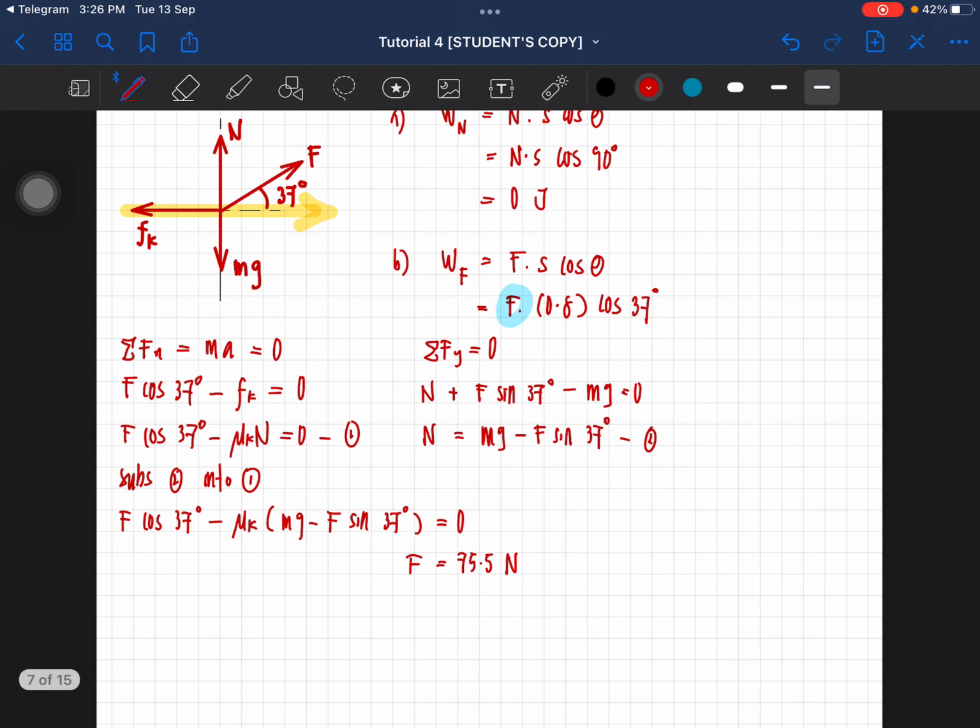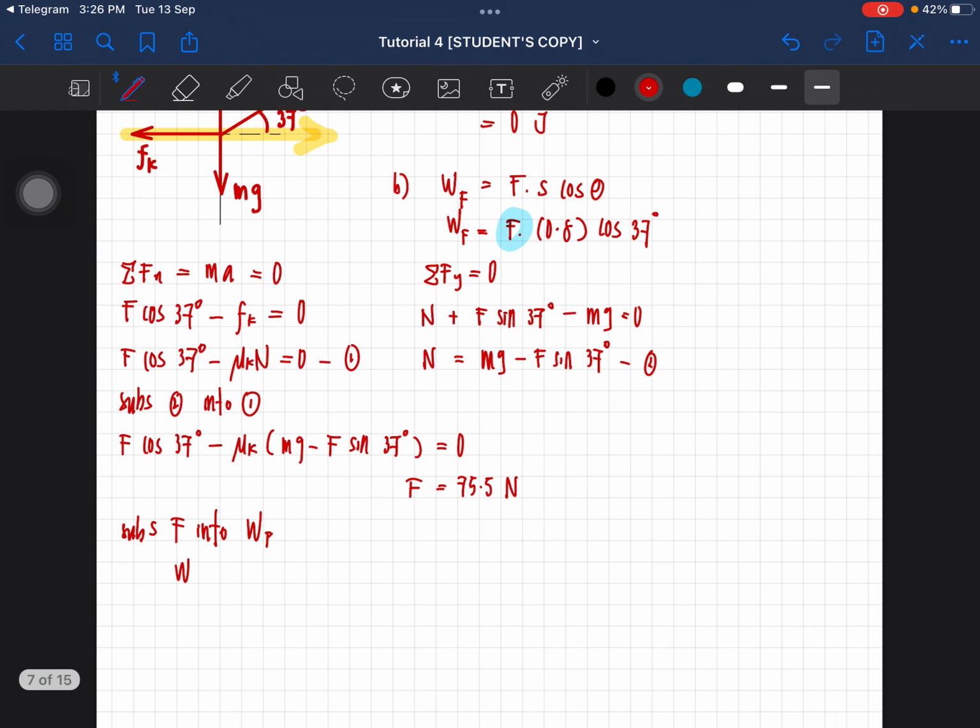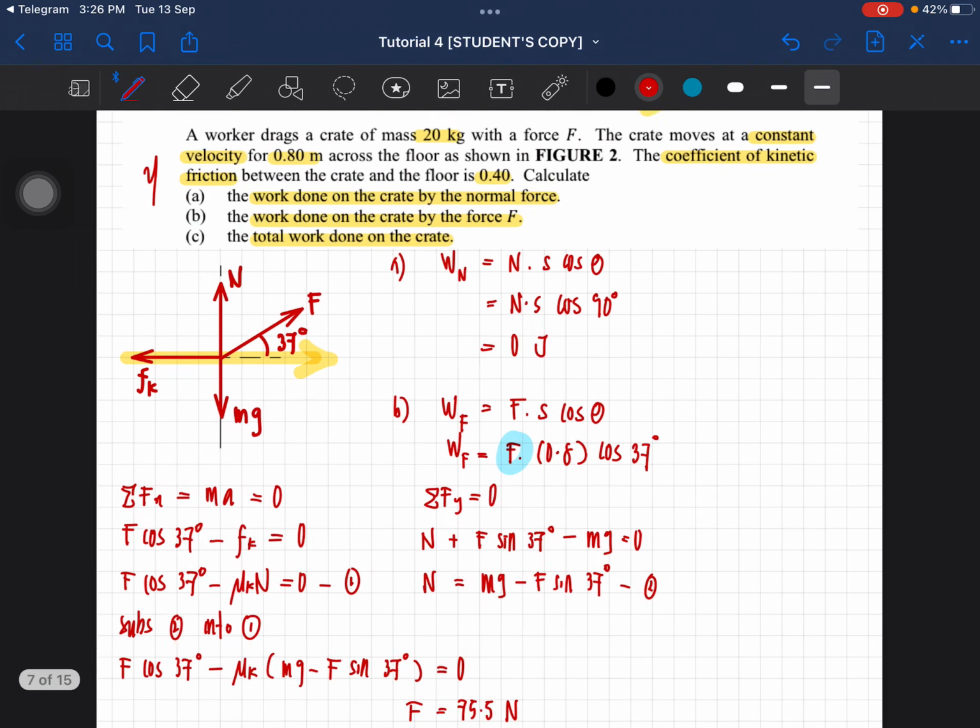From here you can substitute the value of F into the work equation we wrote just now. I can just write Wf. That is equal to 75.5 times 0.8 times cos 37 degrees. So the answer for that one, the work done, is equal to 48.2 joules.